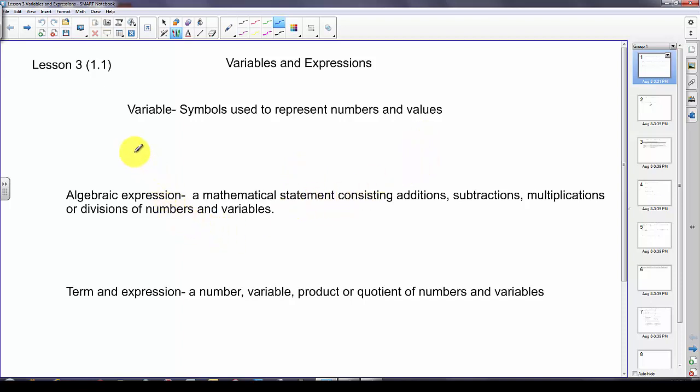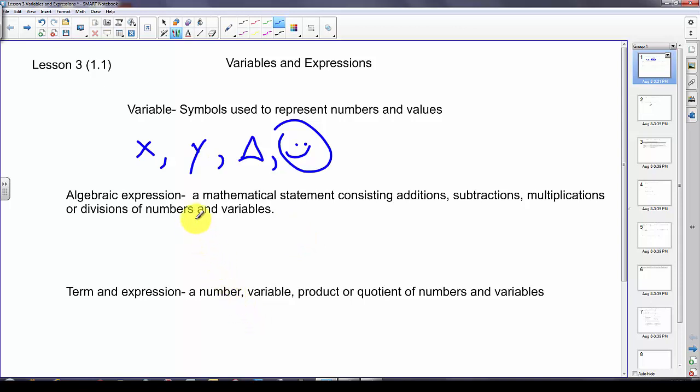A variable can be most commonly seen in algebra as something like x. Could be like a y, any kind of letter. If you really wanted to, you could use a triangle as a variable. You could use a smiley face as a variable. You could use anything you want. It's just a symbol used to represent numbers or values.